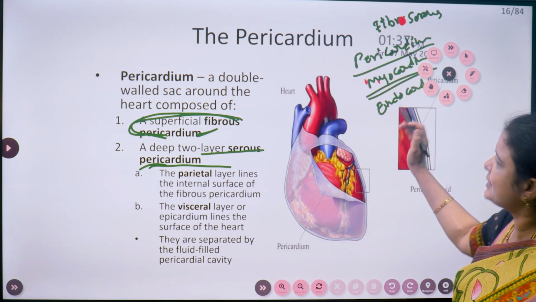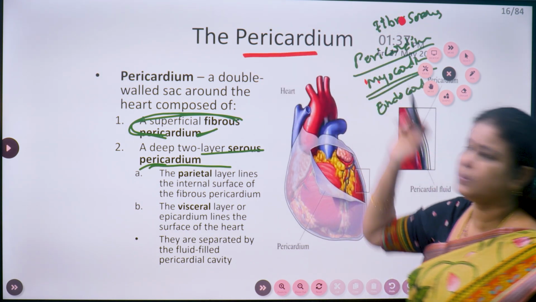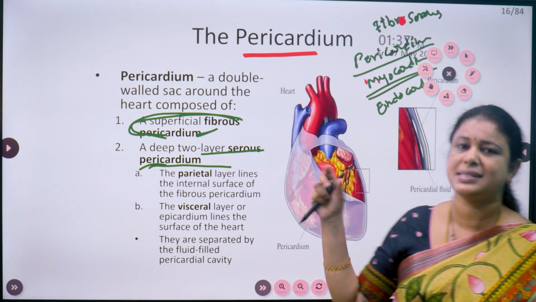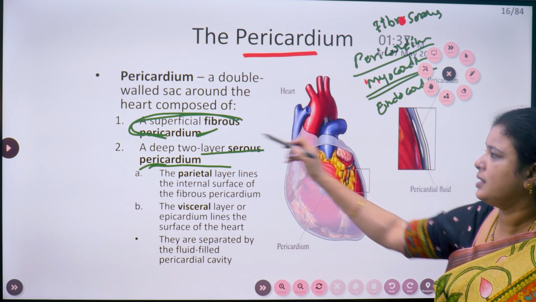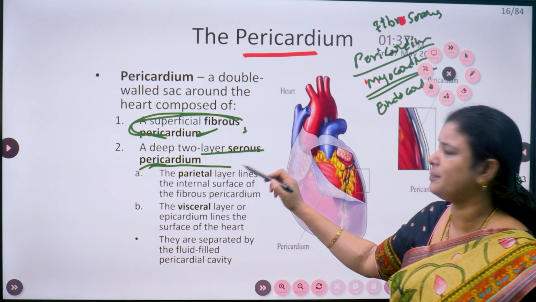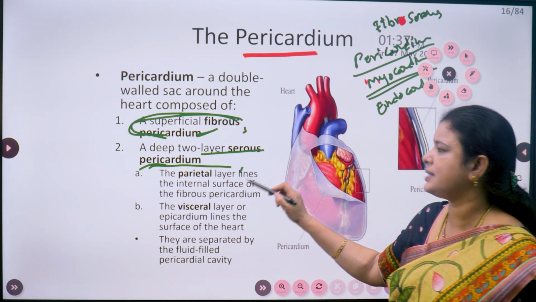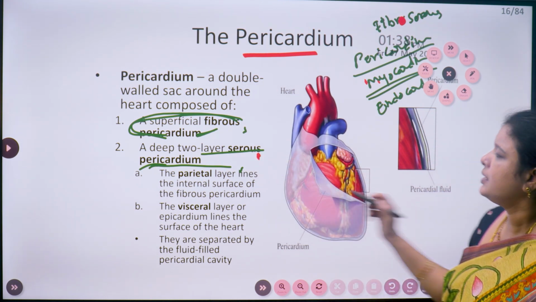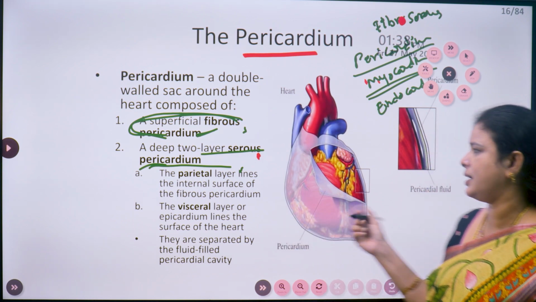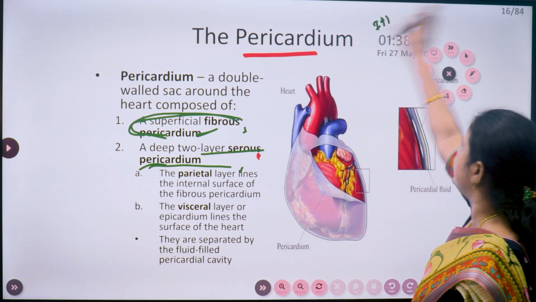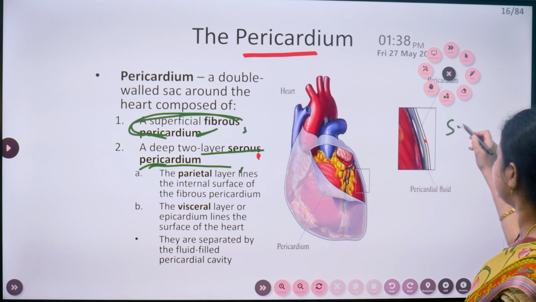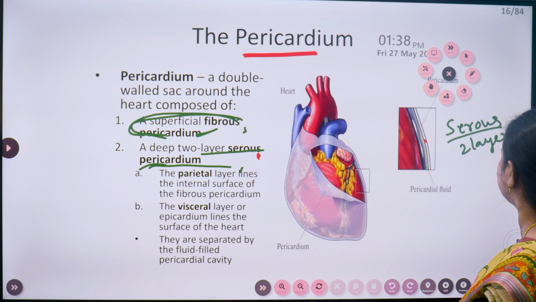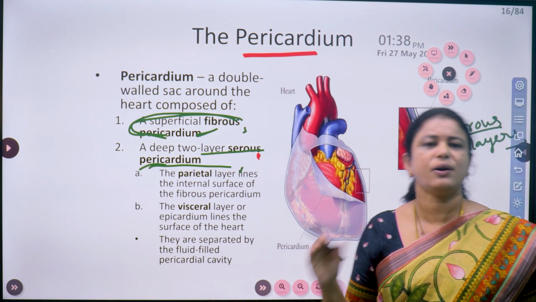So among these three layers, the first, superficial one is the pericardium. The pericardium is again divided into two layers: the superficial fibrous pericardium and the deep two-layer serous pericardium. In the deep two-layer serous pericardium, we have parietal and visceral layers. A serous layer means it should have two layers.